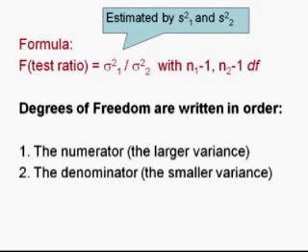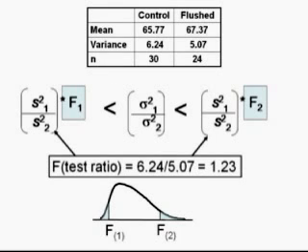The degrees of freedom are written in a certain order. First, we write the degrees of freedom for the numerator, the sample with the largest variance. Then we write the degrees of freedom for the denominator, the smaller variance. This slide shows how to use the formula to gather more information. The test ratio is shown to be the ratio of the sample variances as indicated by the arrows. The F-1 and F-2 values highlighted in blue are the critical F values used in the confidence interval. Also notice that the larger variance is the numerator of the ratio and the smaller variance is the denominator.